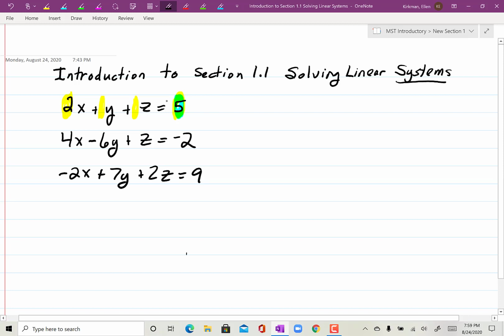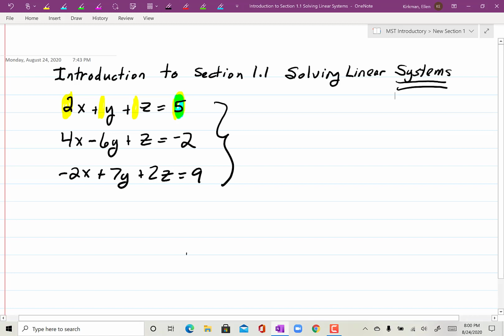So now I have 3 planes, and so I have a situation like the picture on the opening home page of our Canvas course, where we've got 3 different planes, and we're trying to find the one point where they intersect. And so that's what a system is. We are trying to solve for x, y, and z that simultaneously satisfy all of these equations.